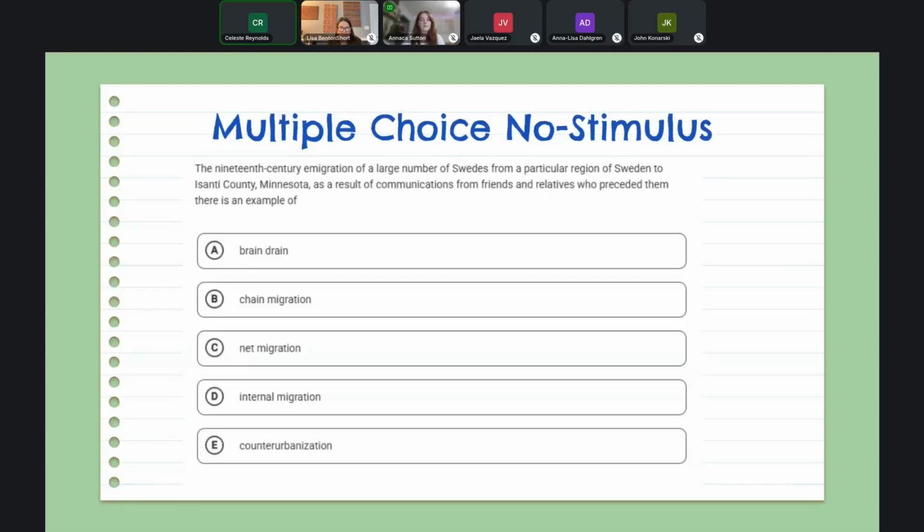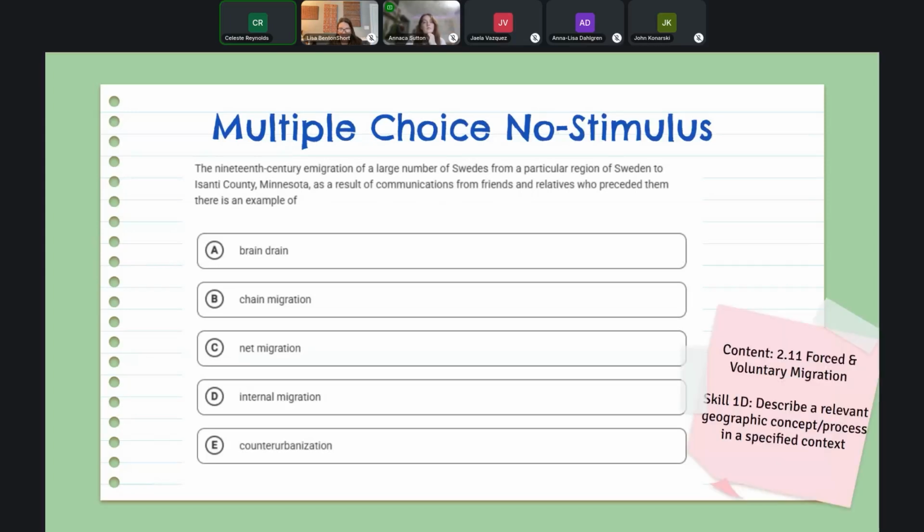Next slide, please. Okay, so here's an example of a multiple choice with no stimulus. And if you look at it, you read the question: the 19th century immigration of a large number of Swedes from a particular region of Sweden to the Santee County of Minnesota as a result of communications from friends and relatives who preceded them. There's an example of, and then you have to say, okay, and if you can click one more time, thank you. You can see here that the content is coming from Unit 2, and the skill that we're asking them to do is 1D, describing a relevant geographic concept.